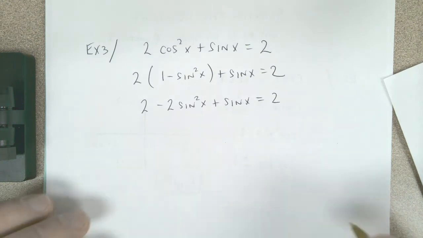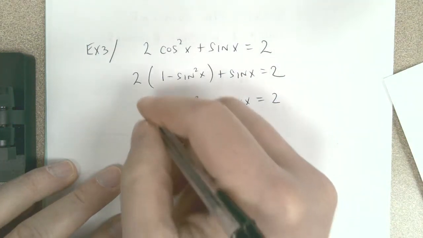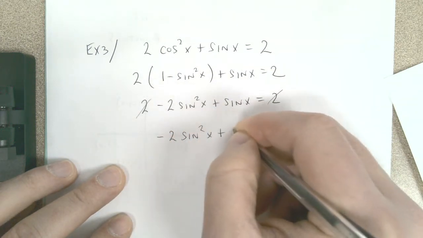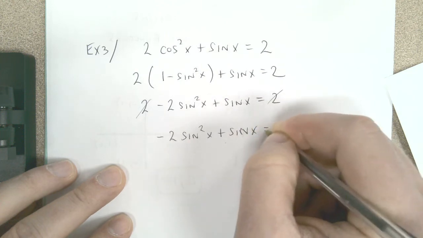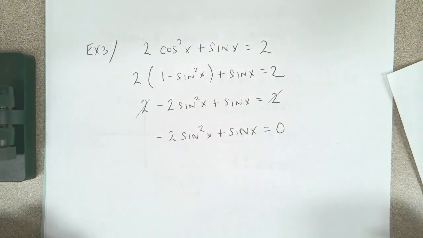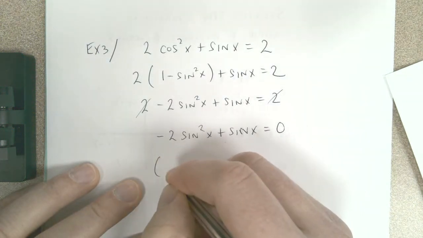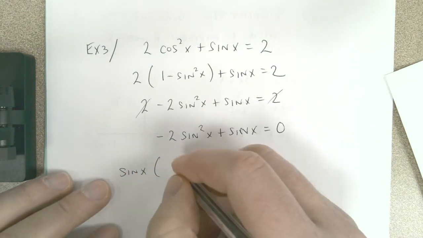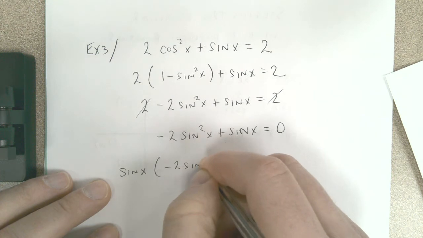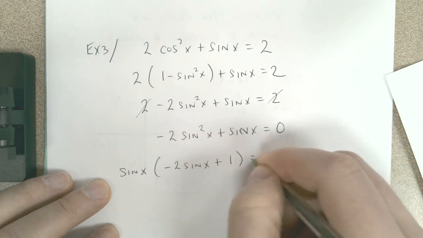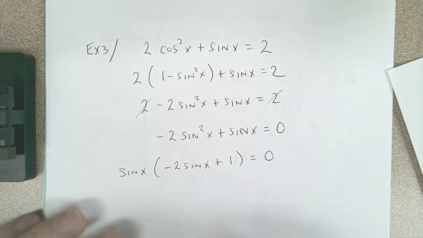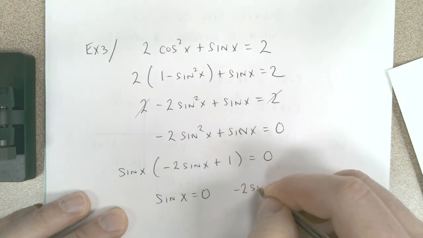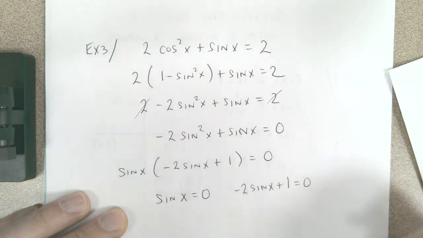I'm going to set it all equal to 0, so I'm going to subtract a 2 from the left side. When I do that, those cancel the 2's. So negative 2 sine squared x plus sine x equals 0. Now I'm going to go ahead and factor out a sine x. When I factor out sine x, I'm left with negative 2 sine x plus 1. So we've got sine x equals 0, and then we've got negative 2 sine x plus 1 equals 0.